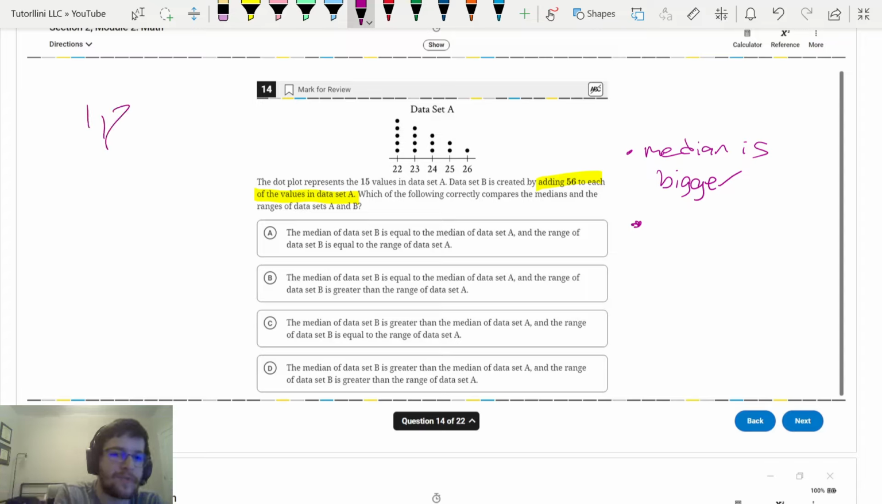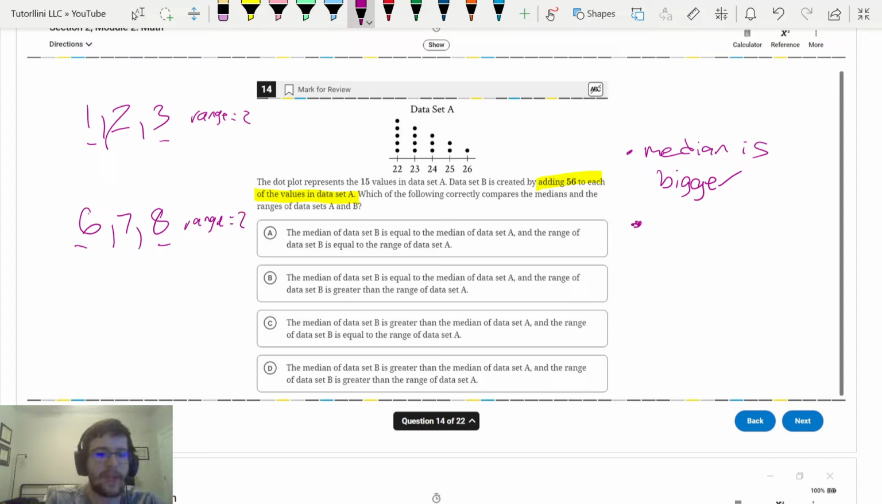Like if I had 1, 2, 3, the range is 2, but then I add 5 to all of them and I get 6, 7, 8. The range is still 8 minus 6, which is 2, max minus min. So if I add the same number, the range stays the same. Same thing with the standard deviation. If you add the same number, the standard deviation stays the same. And the only one that says the median gets greater and the range is equal is this one. So that's it.